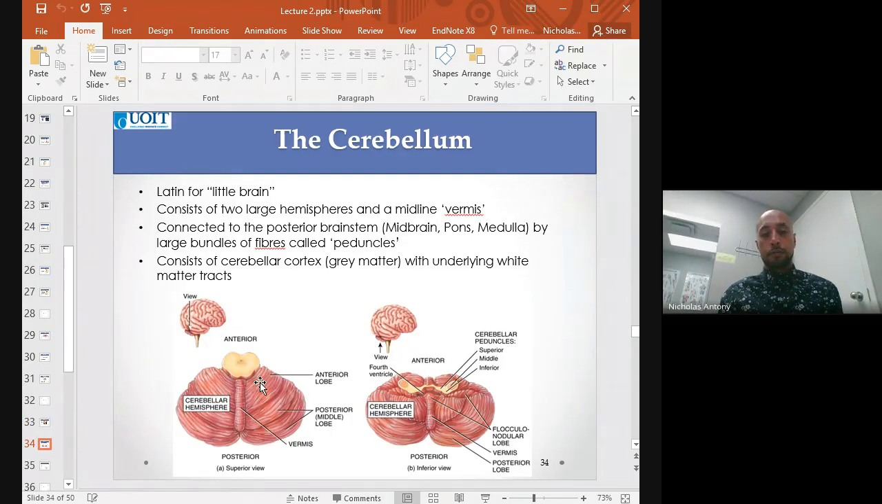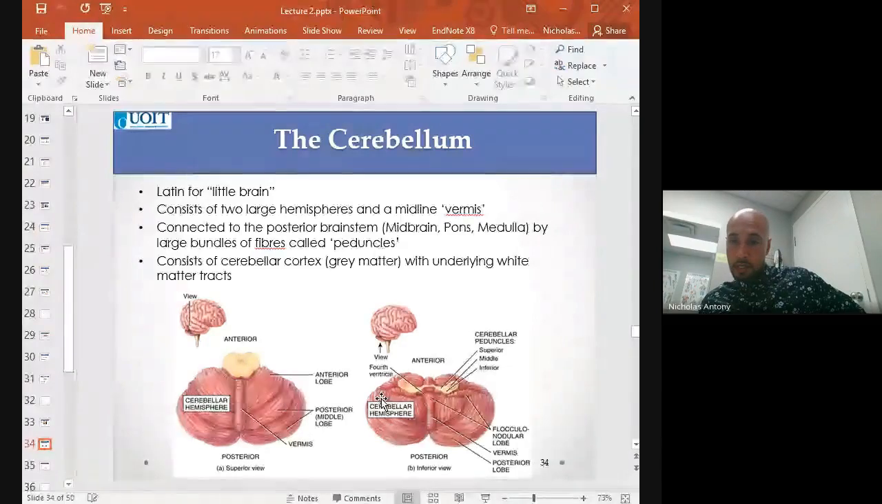Here we have what it looks like from the front and the bottom. So it's hard to actually see. Oh, we have a question. Is it a deterioration of the basal ganglia that causes disorders, or damage to it?